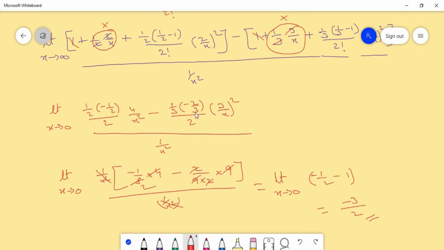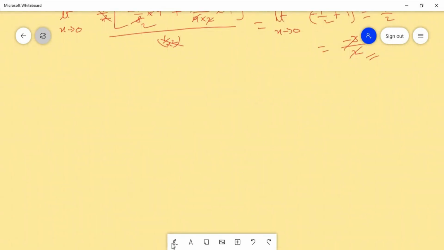See, here I have made one mistake. Minus into minus is plus. That means here it is plus 1. That means 1 by 2 is the answer. Okay. Right. Next one.